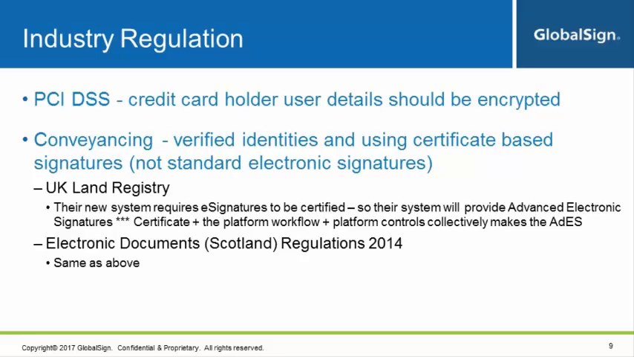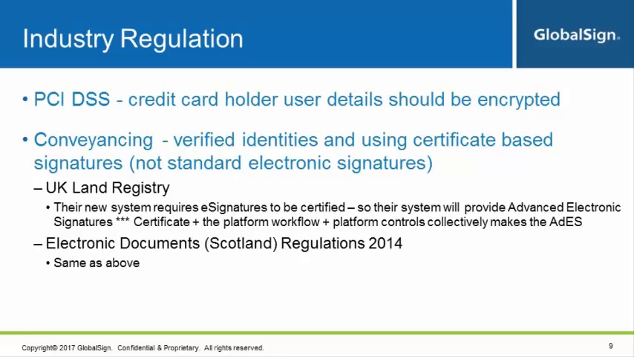We have PCI DSS, which forces companies, when they're dealing with credit card information and cardholder user details, to encrypt it. In conveyancing, I mentioned electronic signatures and these advanced electronic signatures. In conveyancing, it now says that standard electronic signatures are no longer usable, because they simply don't add the identity of the user behind it. There's no authenticity. There's no data integrity.